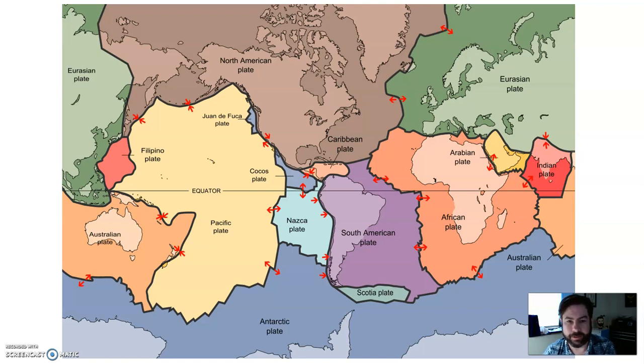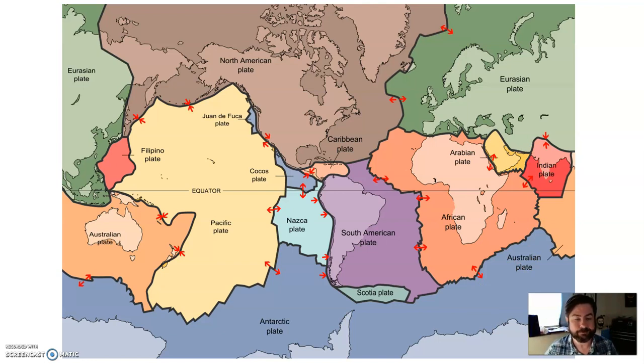Now, as mentioned, plates can interact in one of three ways. They can crash together. It's known as a convergent boundary. That's where you see these arrows kind of coming together. For instance, the Nazca plate crashing into the South American plate, the Pacific plate crashing into the North American plate. These are convergent boundaries. So the Indian plate crashing into the Eurasian plate, helping to create the Himalayas, where Mount Everest is located. So that's a convergent boundary.